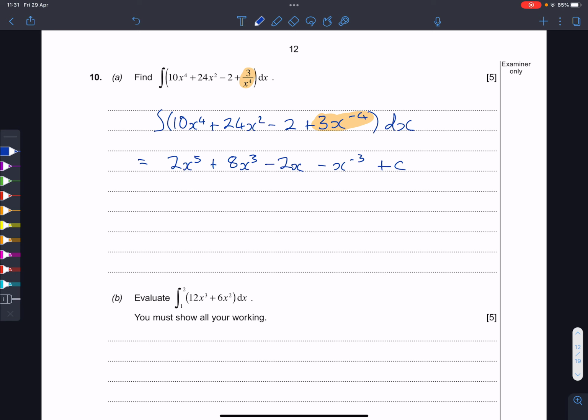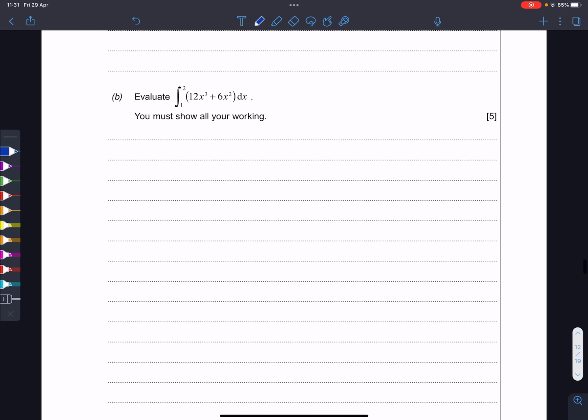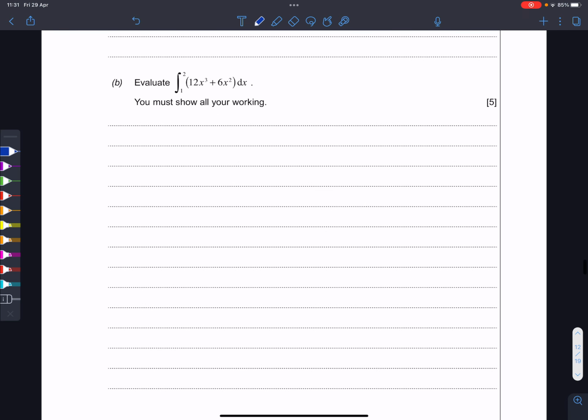Okay. Next question. This time we got integration, but we have limits involved. So we're going to have to make some substitutions. Both are in integratable form, which is great. So I can integrate straight away. So this becomes 12 times the integral of x cubed, which is a quarter x to the 4. So that becomes 3x to the 4.